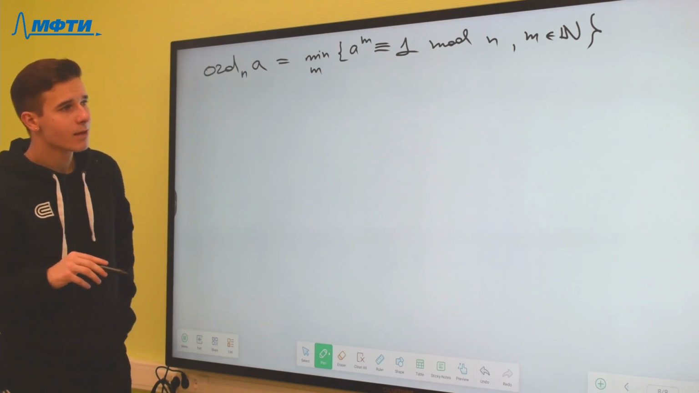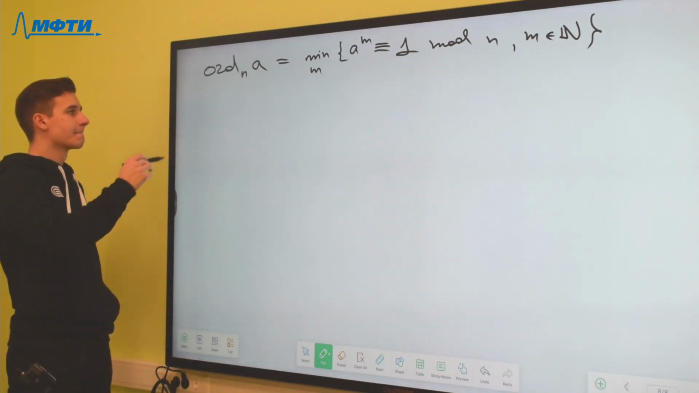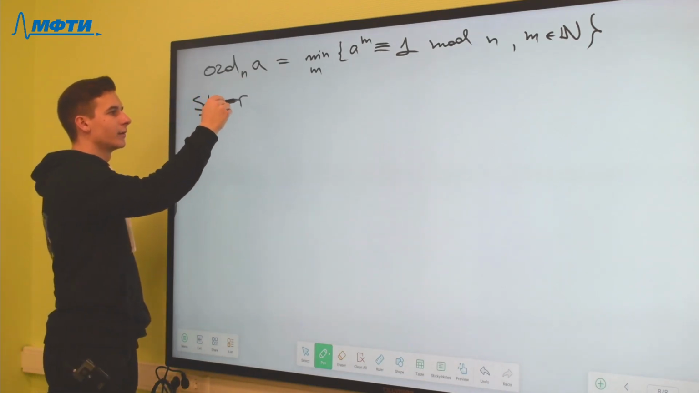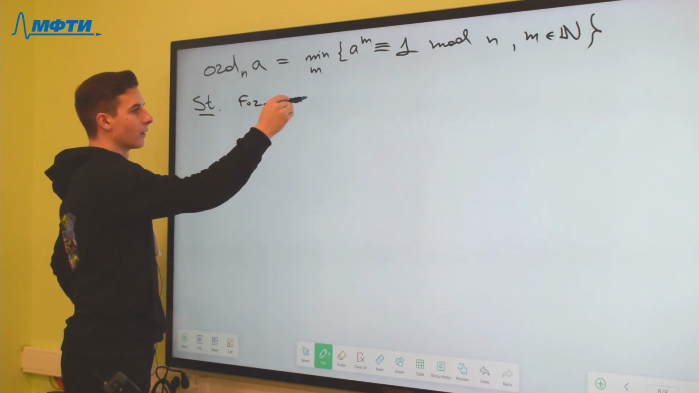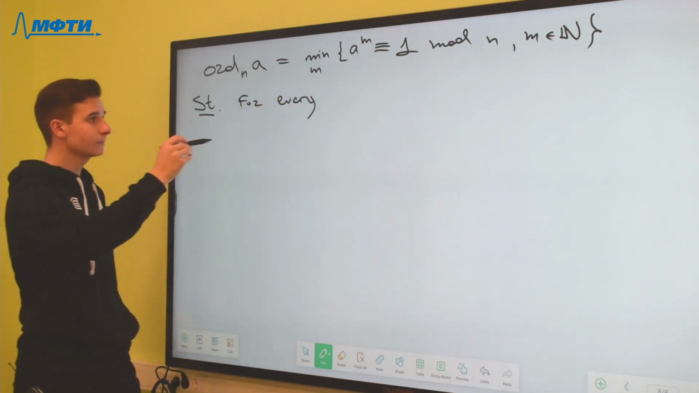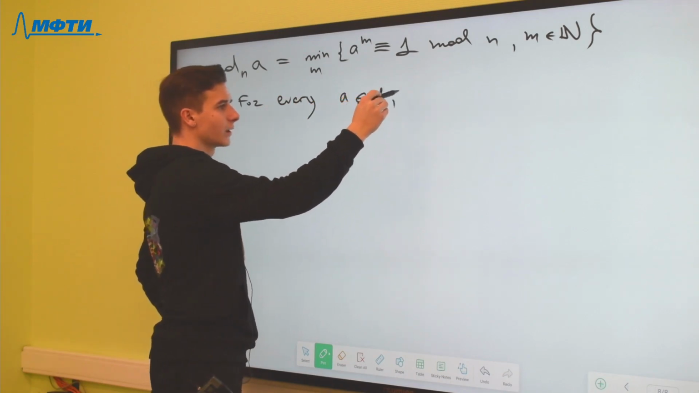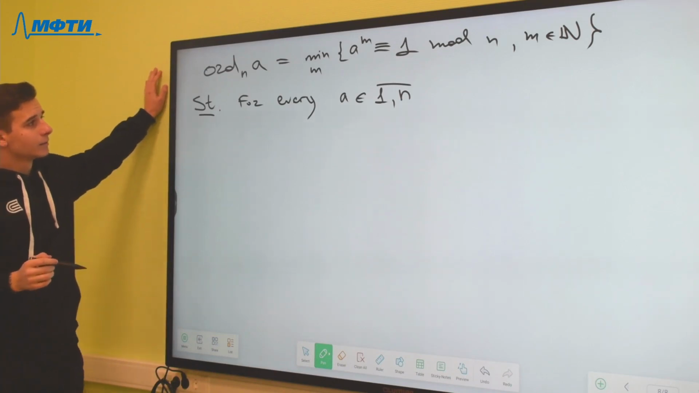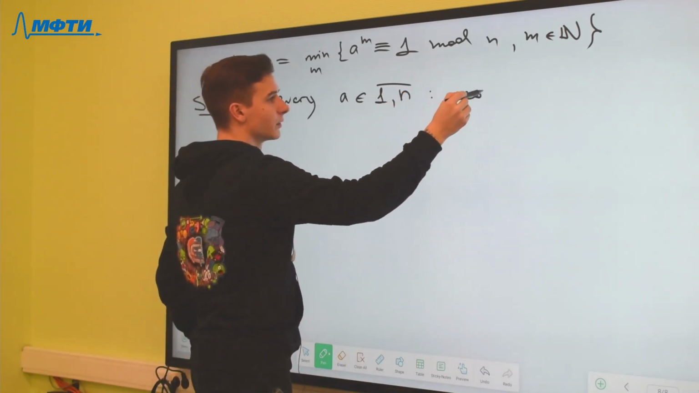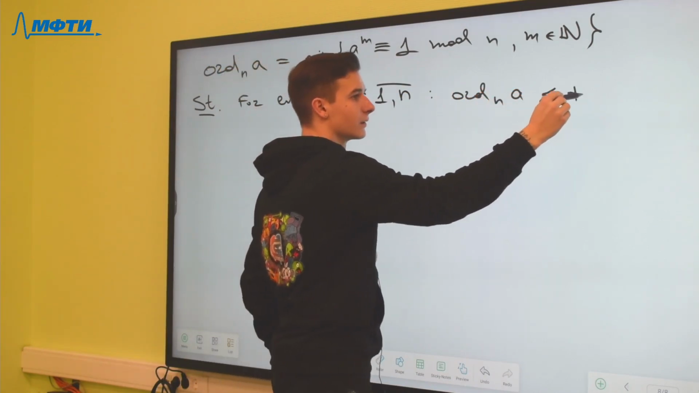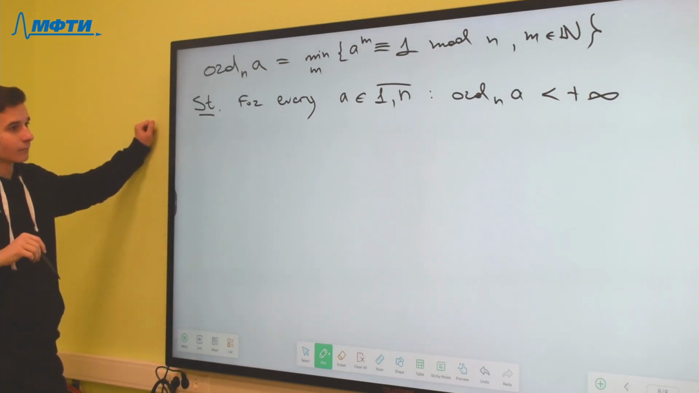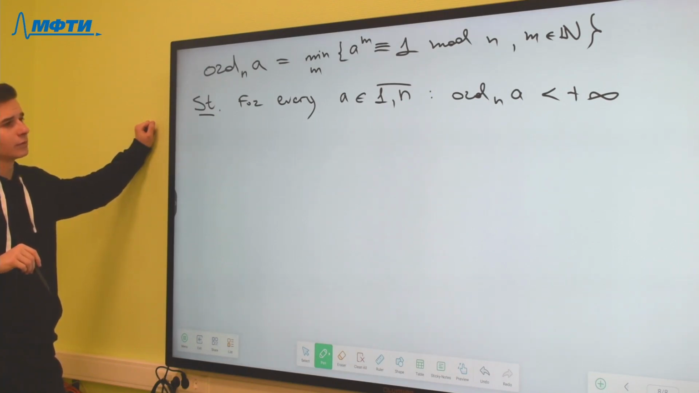So firstly, we can prove that for every A between 1 and n, the order is a finite number. Do you know how to prove it?